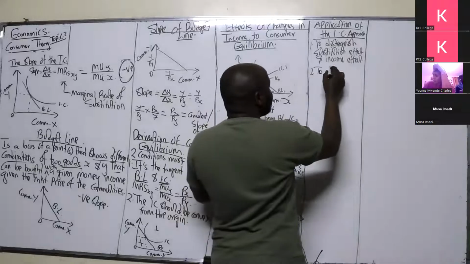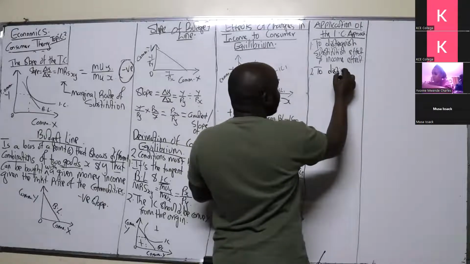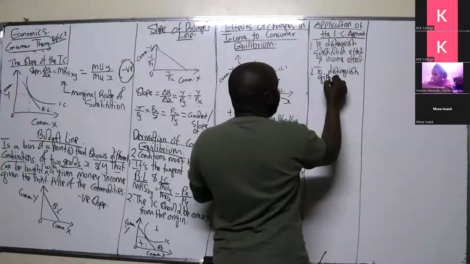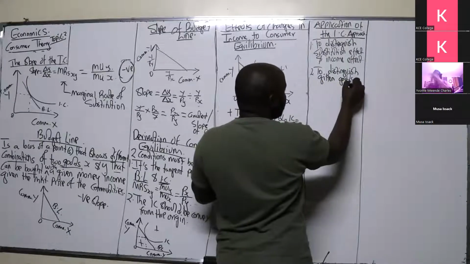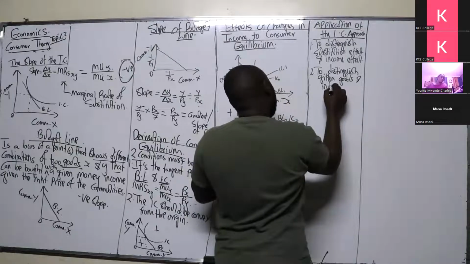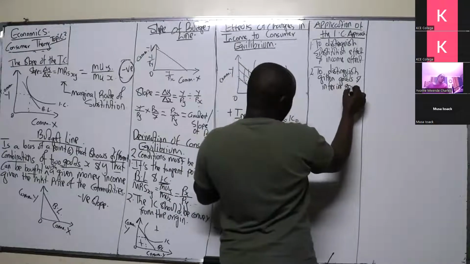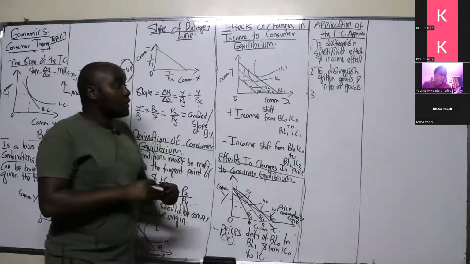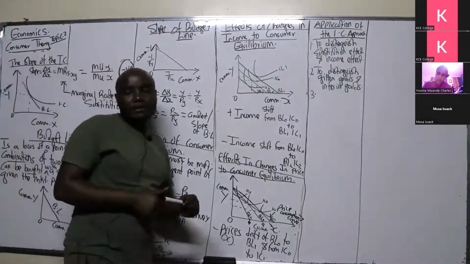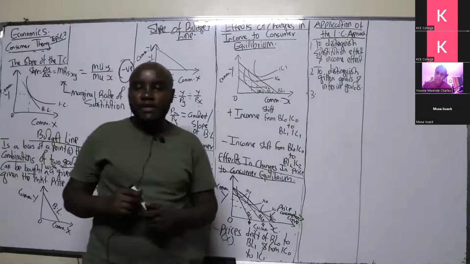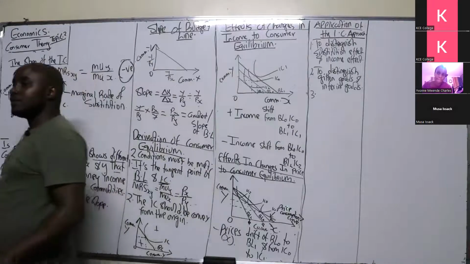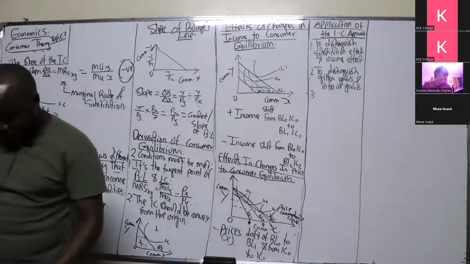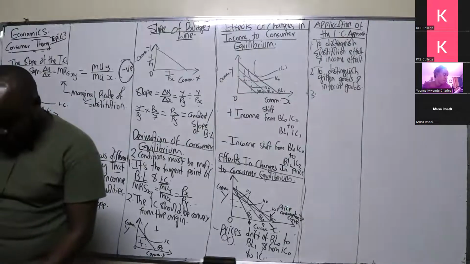Two, to distinguish normal goods and inferior goods. Remember when you're talking about inferior goods, people are consuming them because they are poor, is it? If they can be given money, then they can do what? They can consume others.